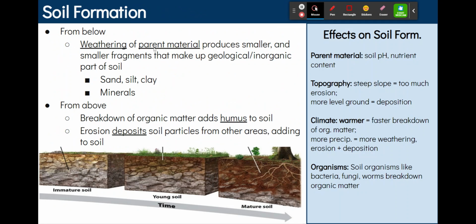Okay, this is how soil forms. From below, which is below the surface, you have weathering of parent material. What is parent material? It's just the original particles at the top. So when you have weathering of the parent material, it produces smaller and smaller fragments that make up the geological and inorganic part of soil. So this is sand, silt, and clay.